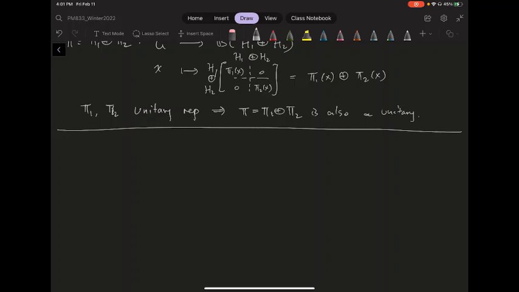So let me just introduce what they are. Let's talk about, first of all, what an invariant subspace is. Let's say we are given pi, a unitary representation.